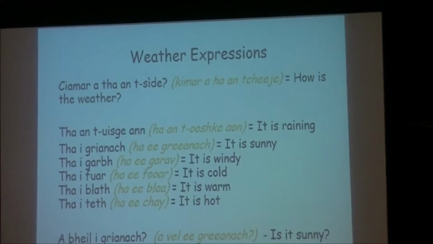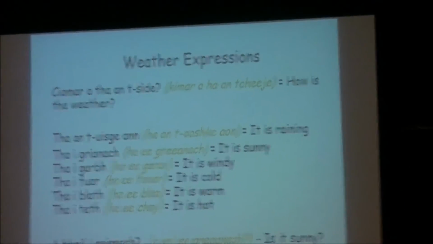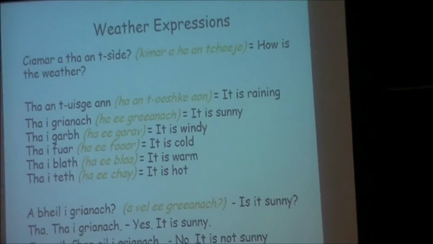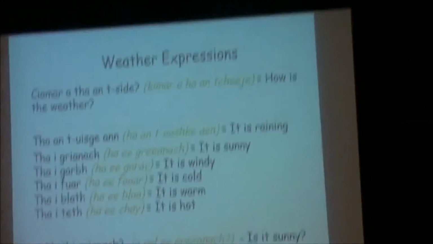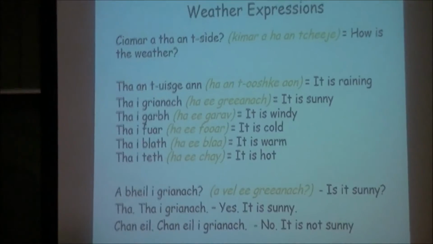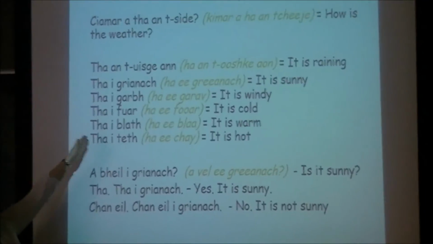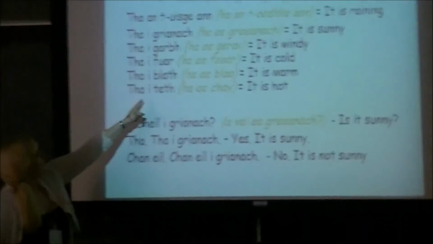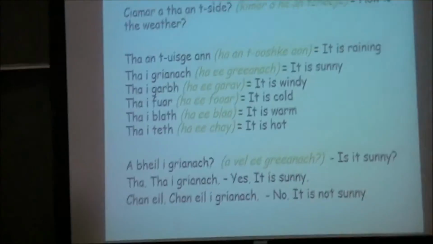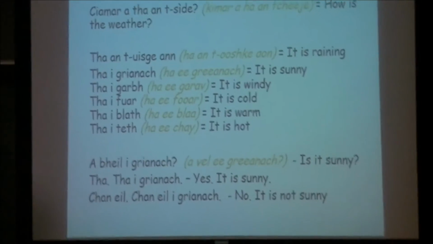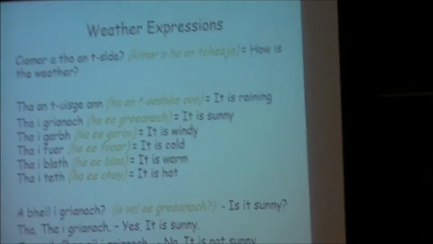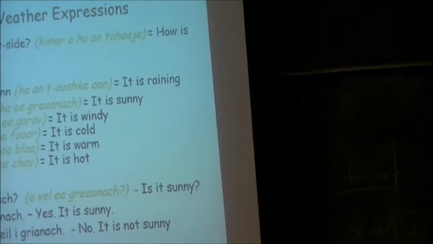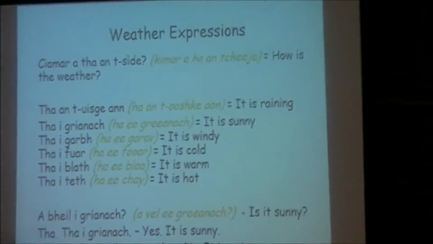Ha-i voor. Ha-i bla. And ha-i che. The verb here, ha, means is. So literally you're saying, is it warm? Which in English sounds like a question. If you want to ask a question, is it something, the ha changes to a veil, and that's how you know you're asking a question.